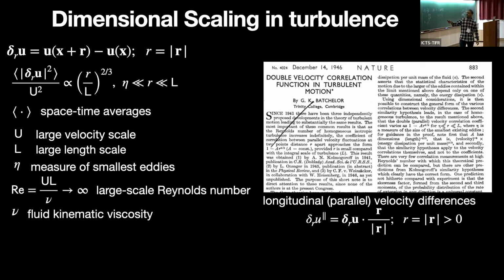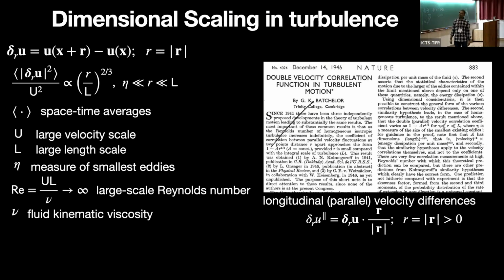And this scaling occurs in a range which is known as the inertial range. It's bounded below by the Kolmogorov scale, which is a measure of the smallest eddies. On the top, it's bounded by an integral length scale, which is the characteristic length scale of the system. This scaling is supposed to hold as the Reynolds number of the system increases asymptotically high. So as Re increases towards infinity, the scaling becomes manifestly more vivid.